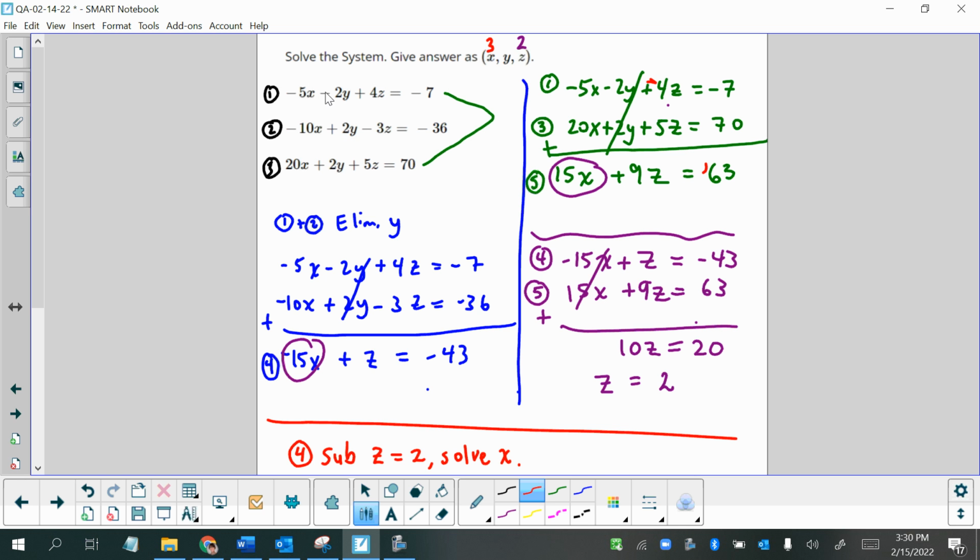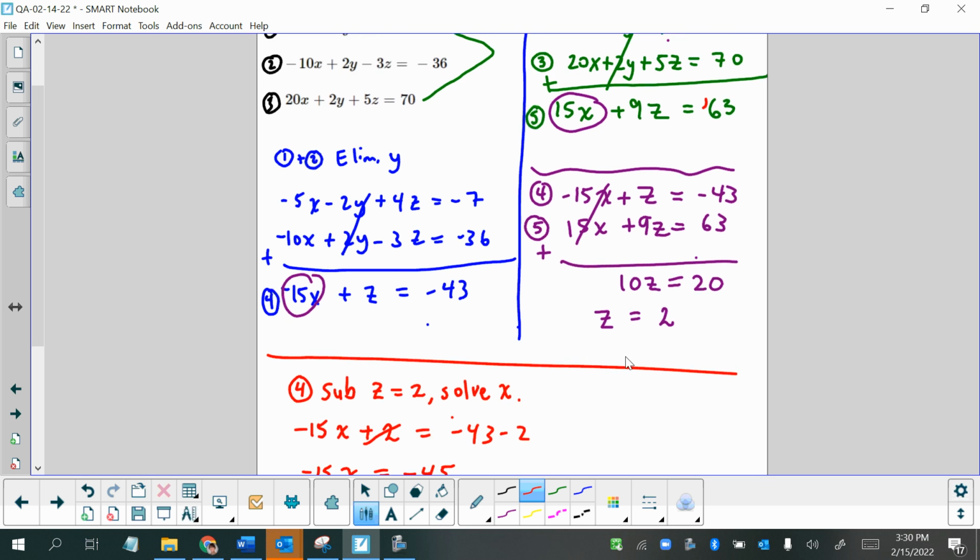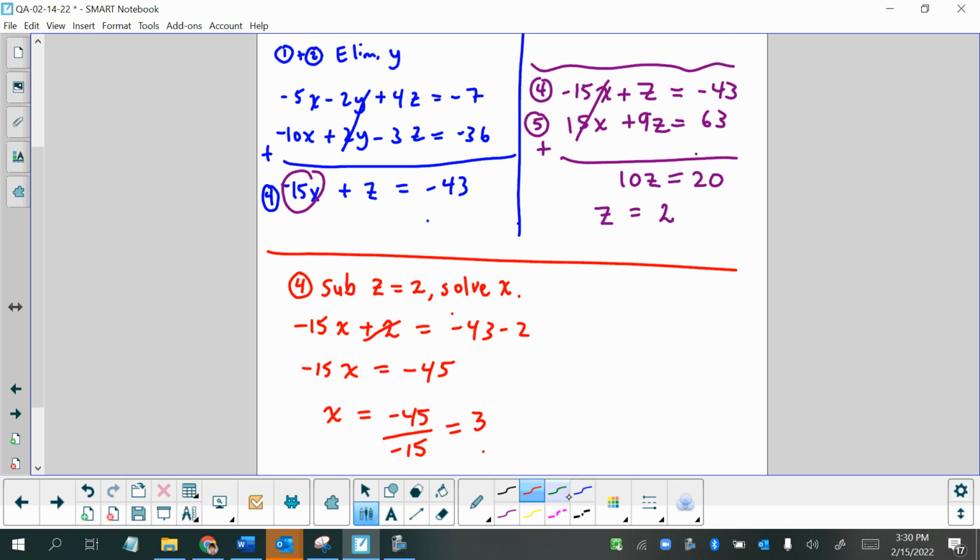So I can use any one of my original equations and plug in the x equals 3 and the z equals 2, and then solve for the variable y. So does it matter which one? Not a whole lot, but I'm going to use equation 1 because it just has smaller coefficients and looks like it might be easier to work with. So I'm going to go ahead and do that now with the color, I don't know, we'll go back to green here. So now we're going to take equation 1 and sub x equals 3 and z equals 2 and then solve for y.